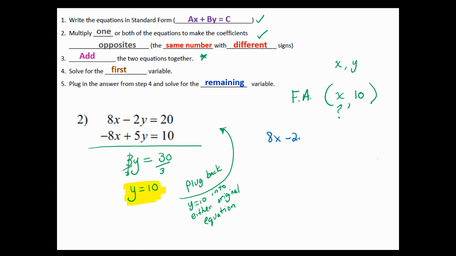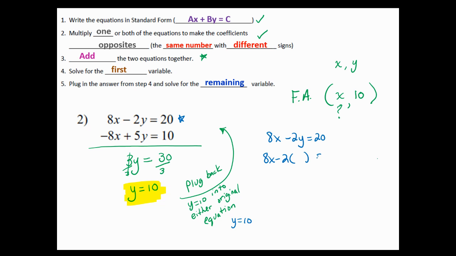So 8x minus 2y equals 20. So we're going to use this one. And we're going to plug back in y equals 10. So that's going to go right in there, right? Make sure you plug it in for the y amount, not the x. All right.